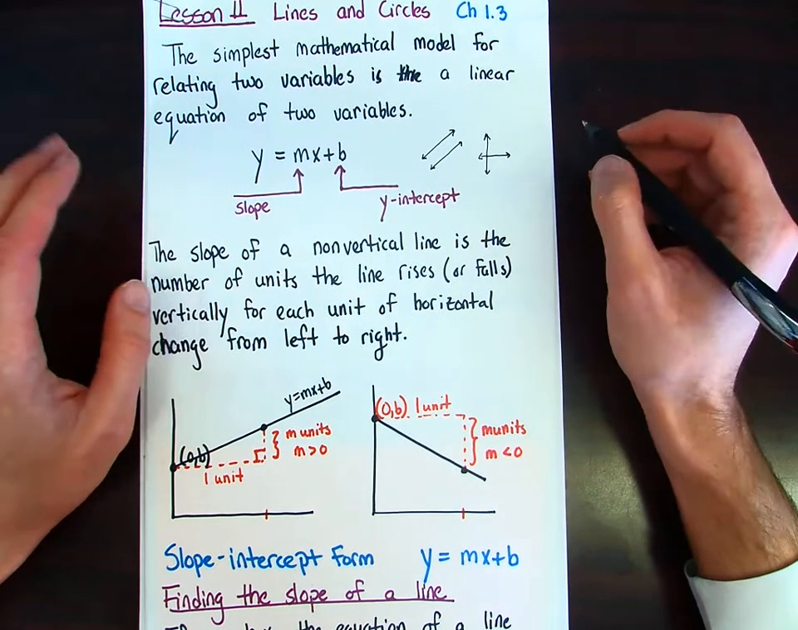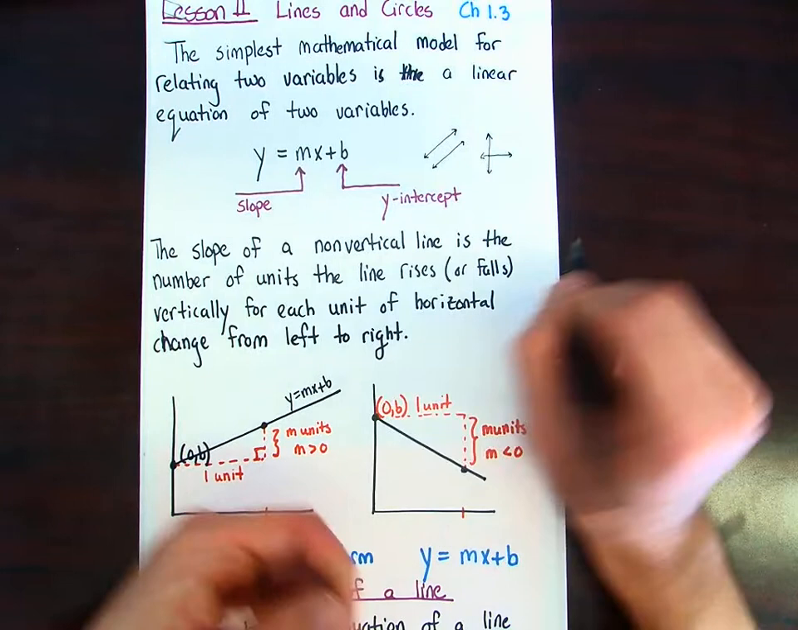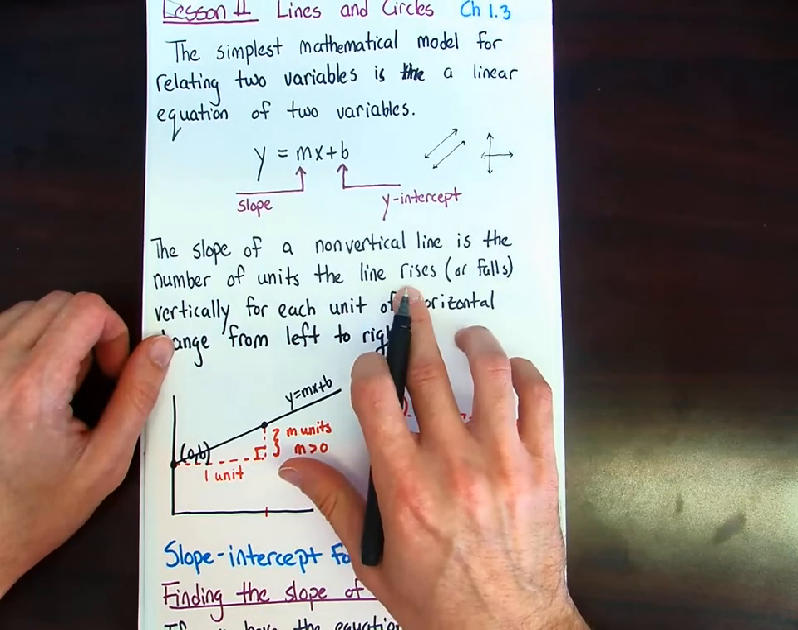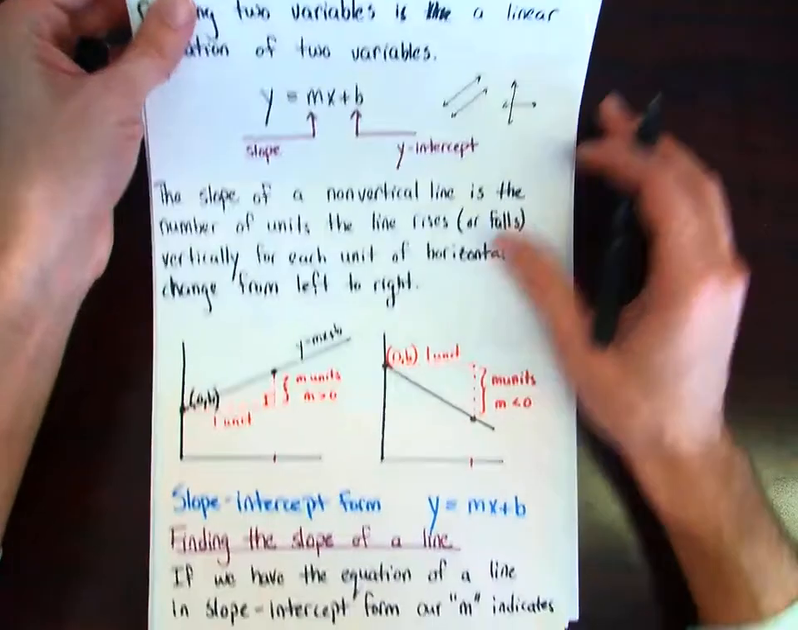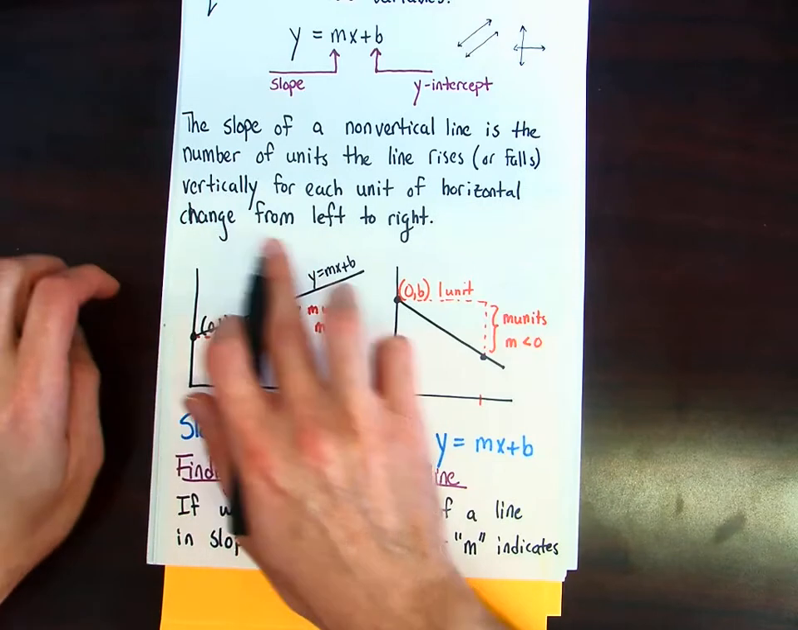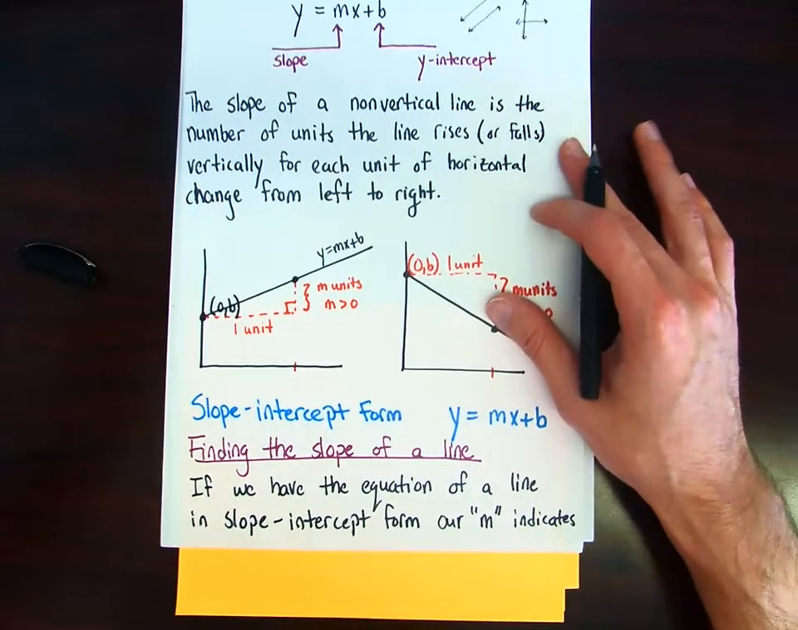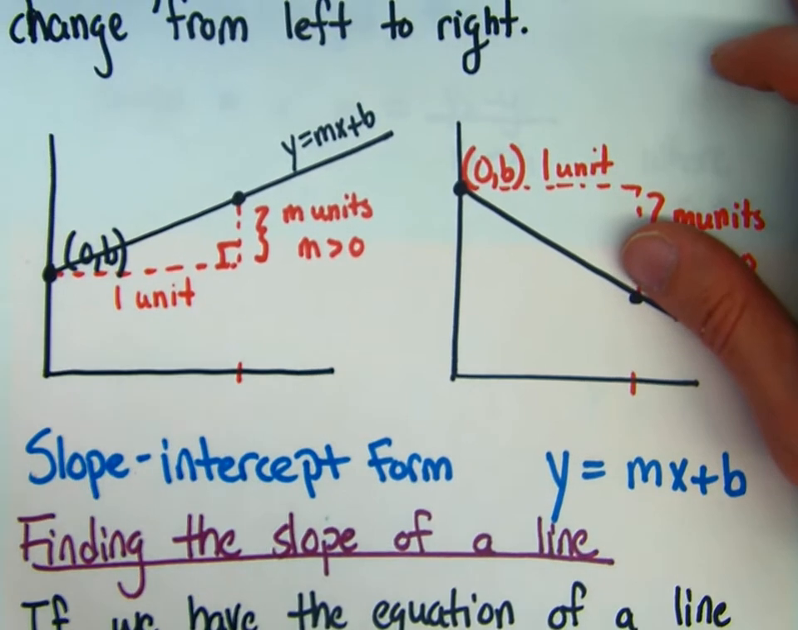So here, the slope of a non-vertical line is the number of units the line rises or falls vertically for each unit of the horizontal change from left to right. So what on earth are we talking about over here? Let's take a look at this diagram.